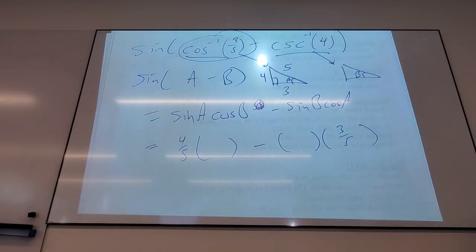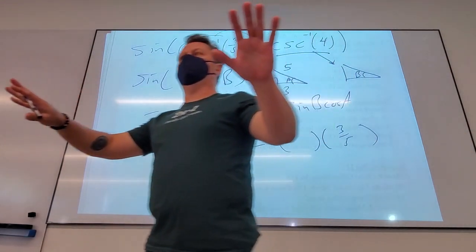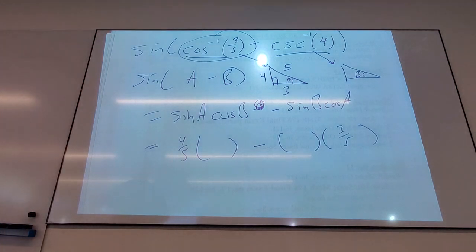Do you guys see that? I do the exact same thing with B. When you see an inverse trig inside of a trig, you draw a triangle that the inverse trig relates to, and then I can answer whatever question this crazy math guy is asking. Okay. Maybe.